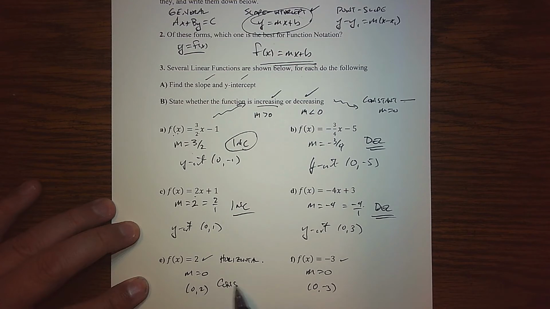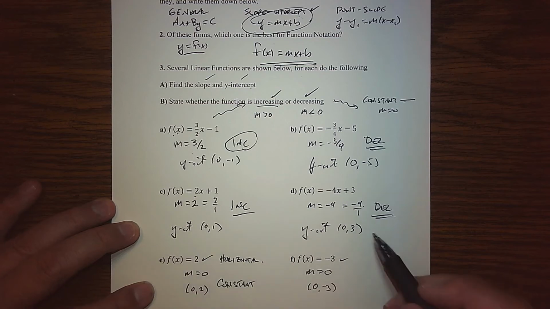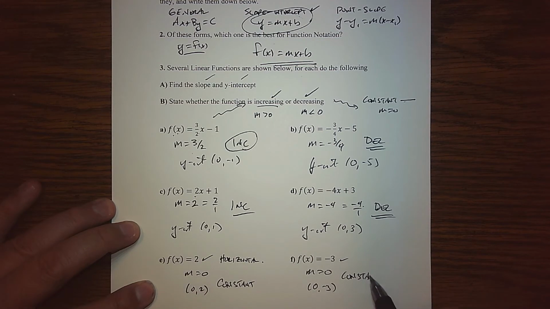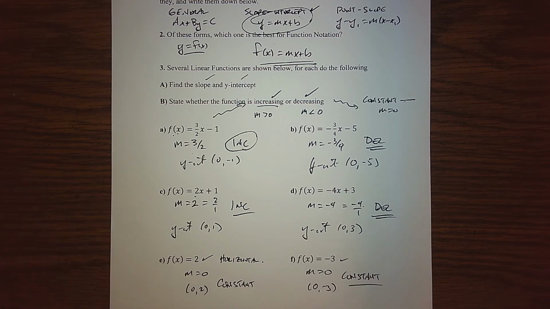So we have that constant function. It's not going up or down, it's just a nice horizontal, we're constantly equal to 2. And then also same here, this would be a constant function. It's not going up or down, it's not increasing or decreasing.